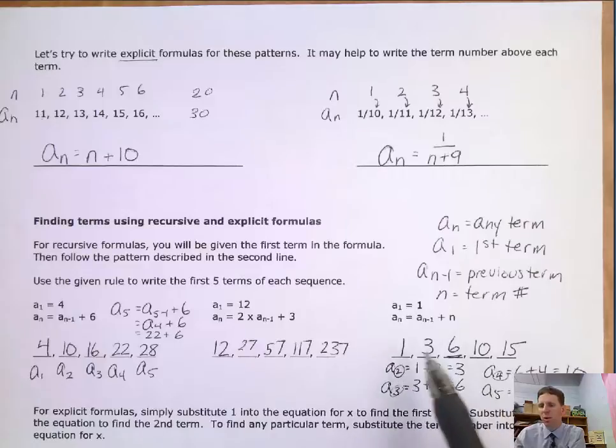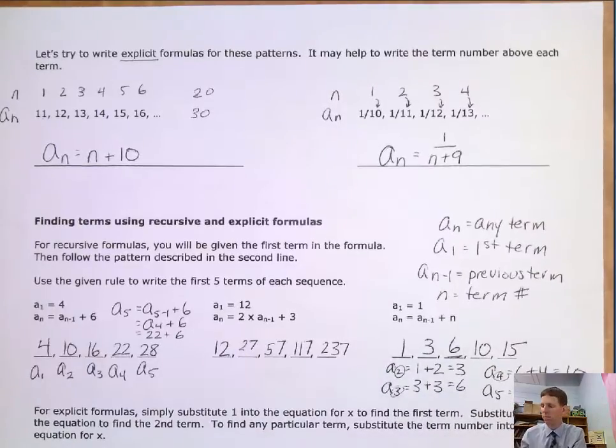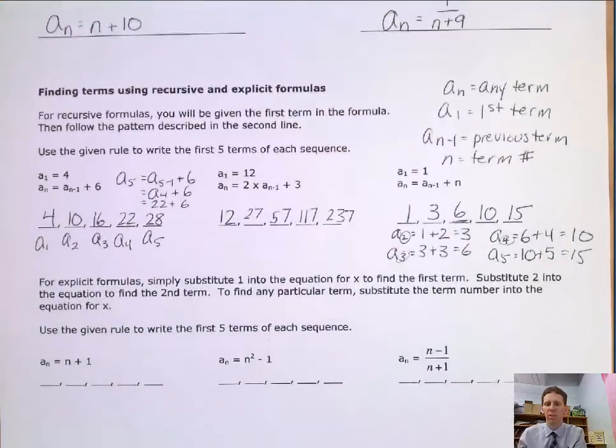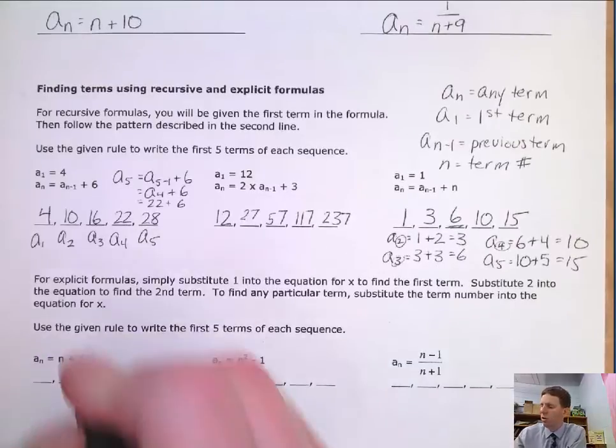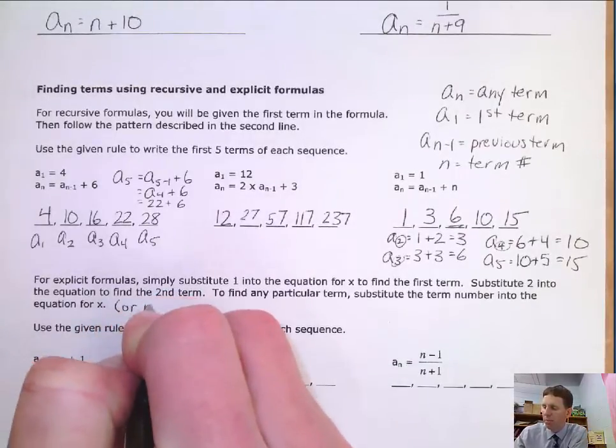So in each situation, we're going back to a previous term, but then we're adding a term number. That's a little tricky. For explicit formulas, these are easier because you simply substitute 1 into the equation for x, or n, to find the first term, and then you substitute 2 into the equation to find the second term, and so on and so forth. To find any particular term, substitute the term number into the equation for x, or in our cases, n.